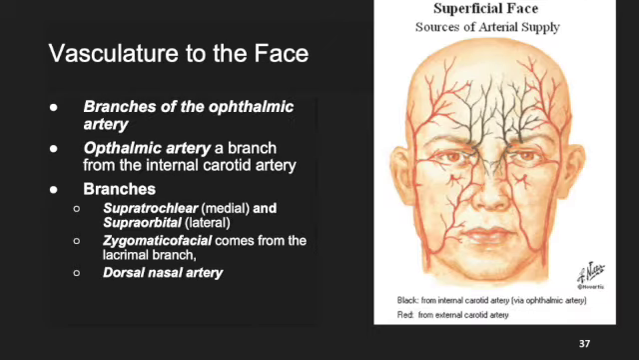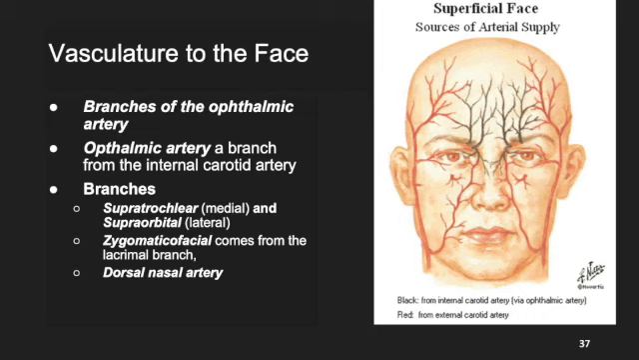So this is an important slide to know. And not just because this guy looks like something out of a horror movie, but because this slide really gives you a nice idea of where the blood's coming from when we're looking at the blood supply of the face. So the black is coming from the internal carotid artery via the branch of the ophthalmic artery. All the red is coming from the external carotid artery.